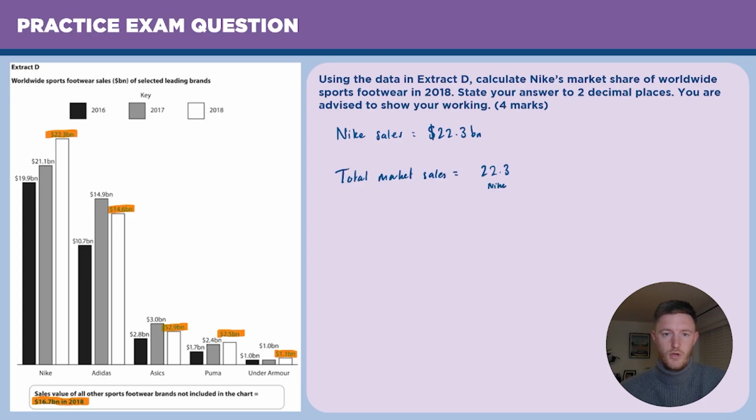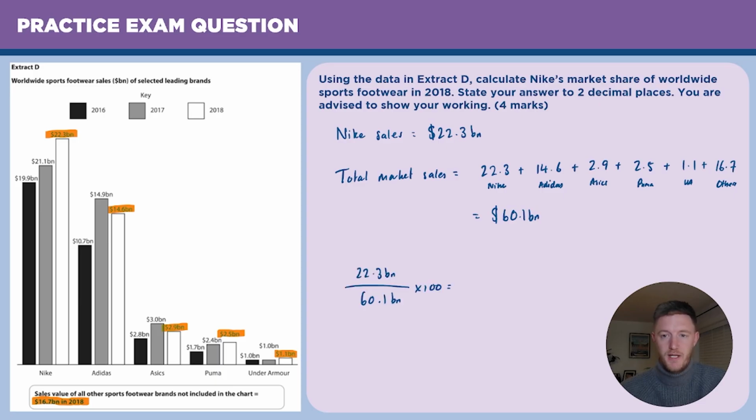So we're going to do the total from Nike, which is 22.3, the 14.6 from Adidas, the 2.9 from Asics, the 2.5 from Puma, the 1.1 from Under Armour, and the 16.7 from the others. That's going to give us a total of 60.1 billion. And then we do the calculation we talked about earlier. So 22.3 divided by 60.1 times by 100 is 37.1%. So that would get you 4 marks.